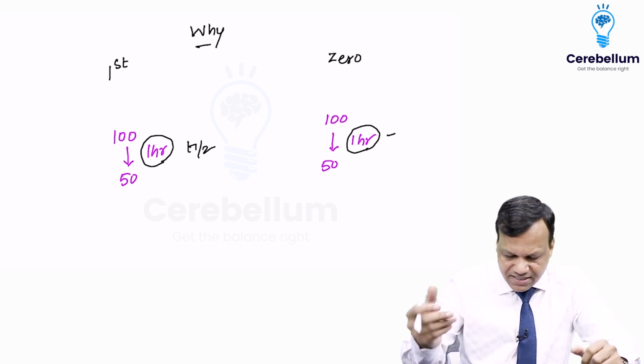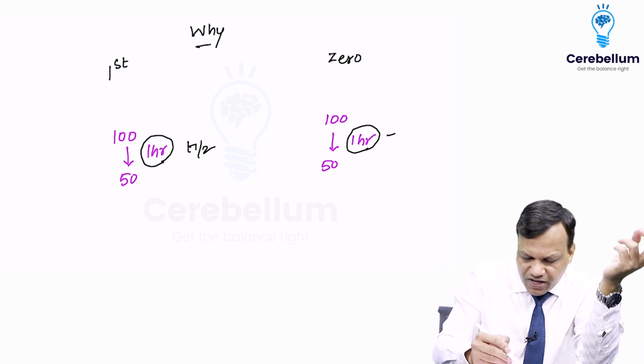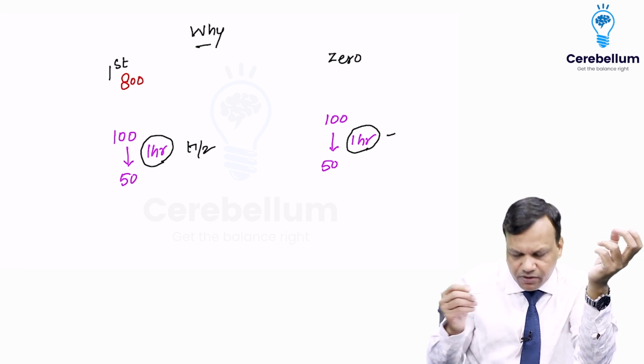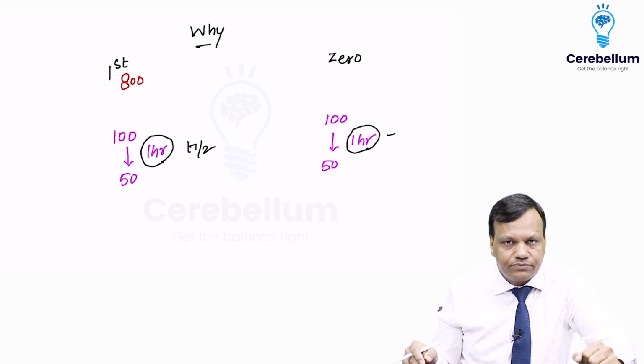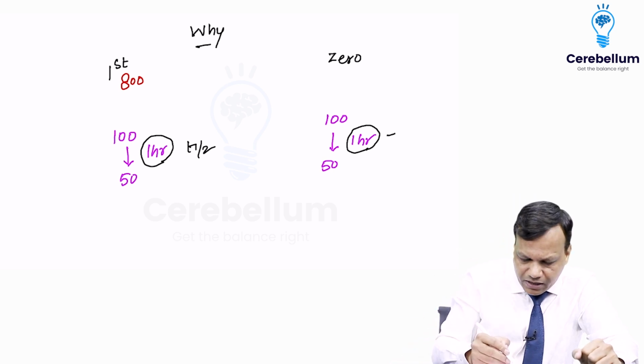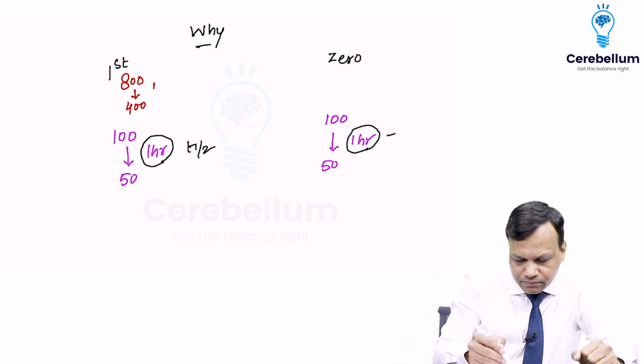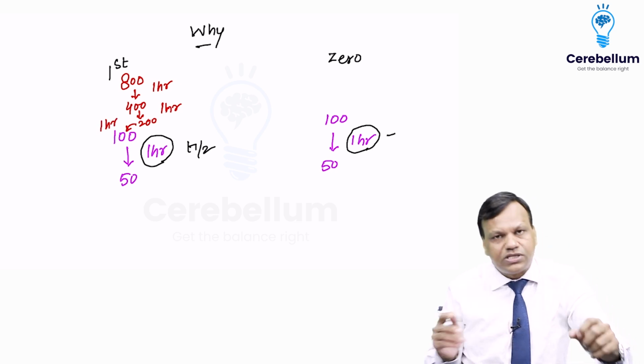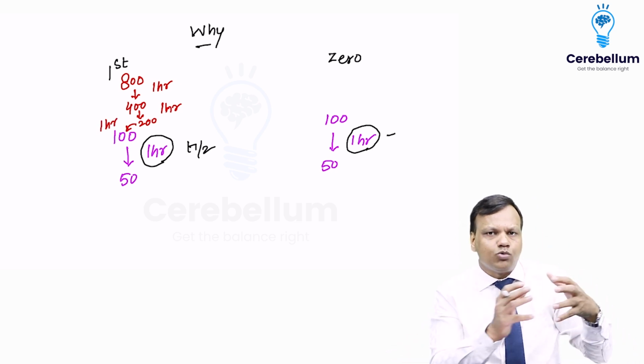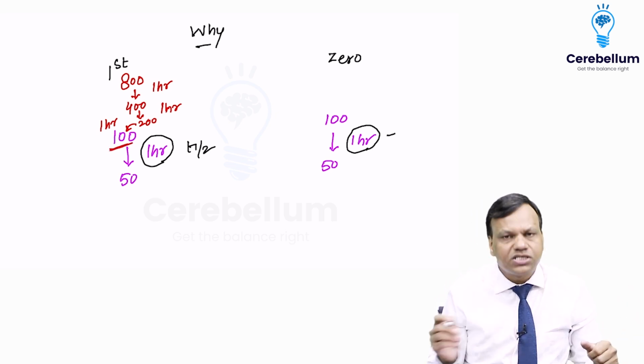Now suppose accidentally we have given an overdose. Suppose we have given 800 molecules of a drug following first order kinetics. So if we have given 800, in 1 hour it will become 400. In the second hour it will become 200, and in the third hour it will become 100. So that means within 2-3 hours, it will become non-toxic.